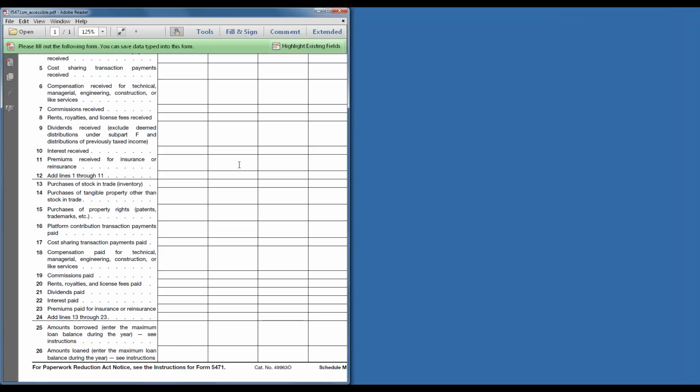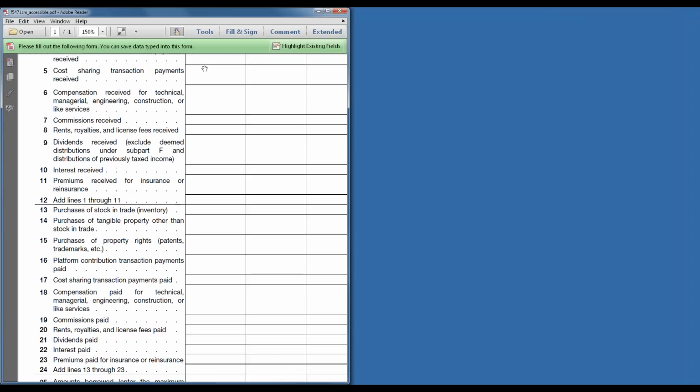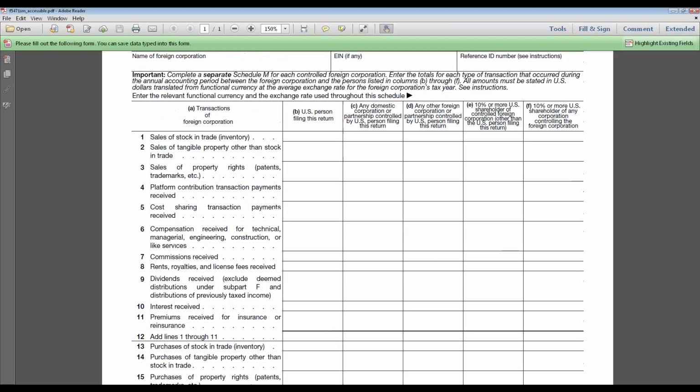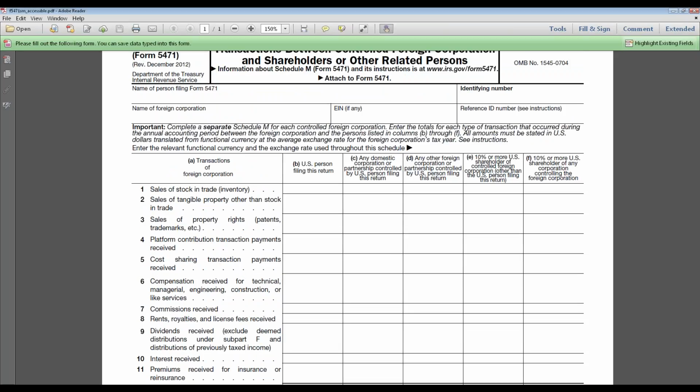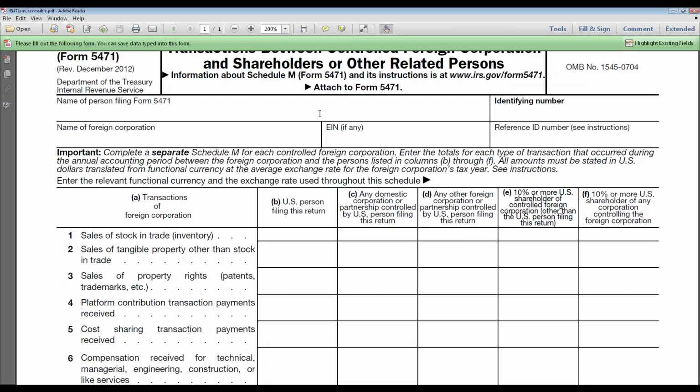So now we're going to try to get this form to get a little bit bigger for us, and now we're into the form itself, which is very nice. So we want to make this even bigger. That's what I want.